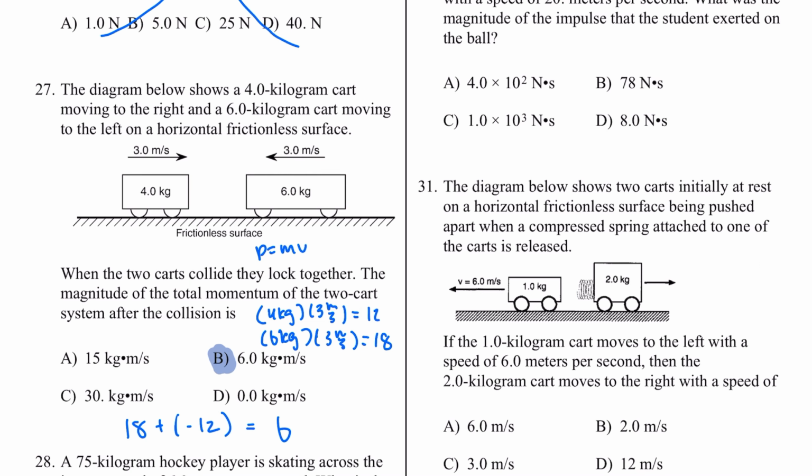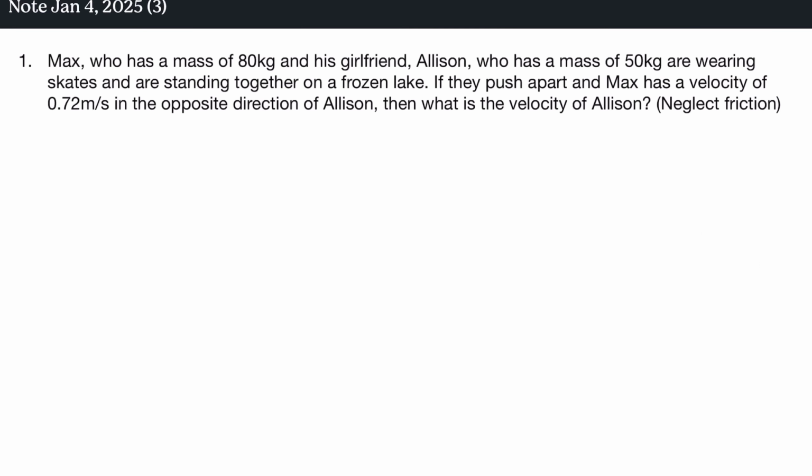Now we're going to do some short response. Number 1, Max, who has a mass of 80 kilograms, and his girlfriend Allison, who has a mass of 50 kilograms, are wearing skates and are standing together on a frozen lake. If they push apart and Max has a velocity of 0.72 meters per second in the opposite direction of Allison, then what is the velocity of Allison?